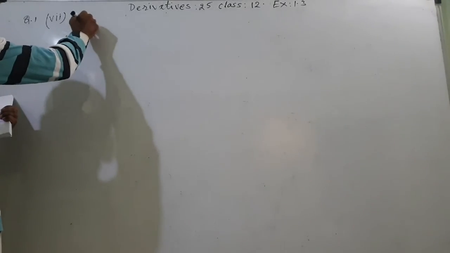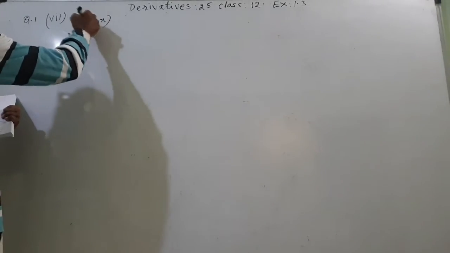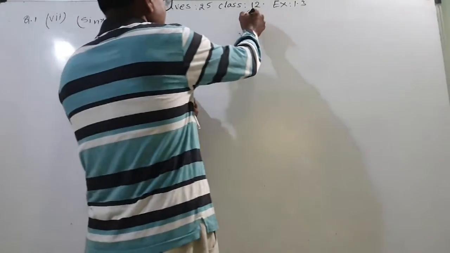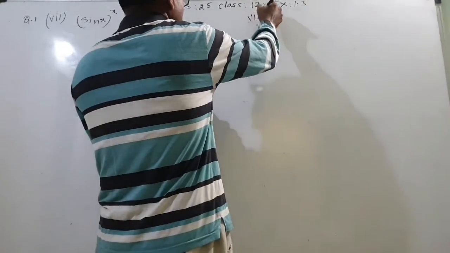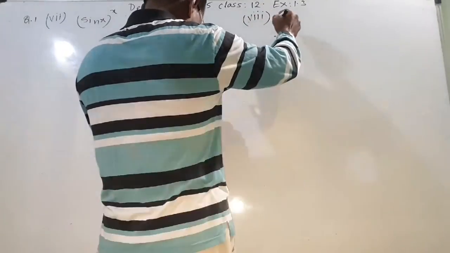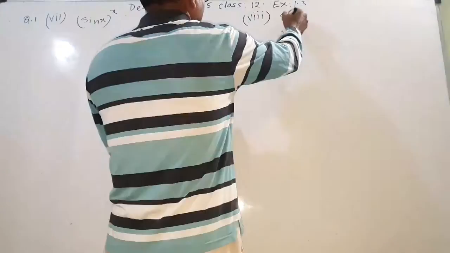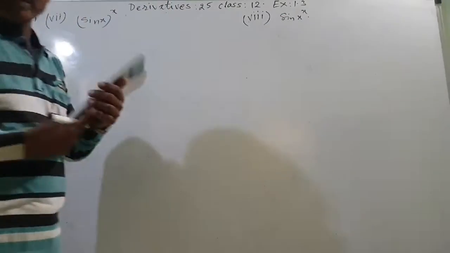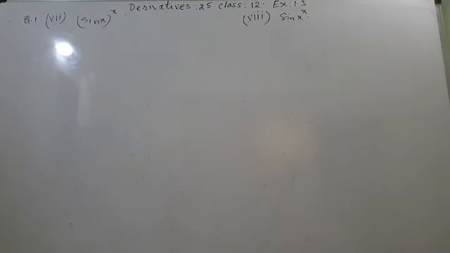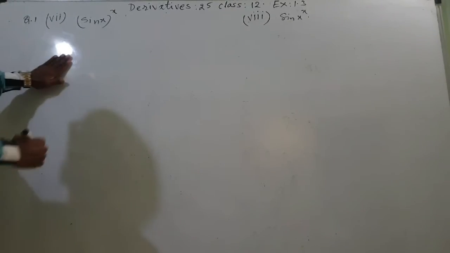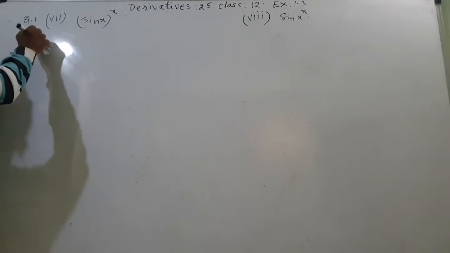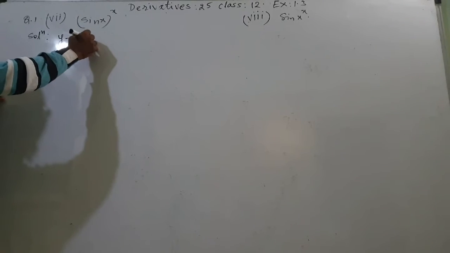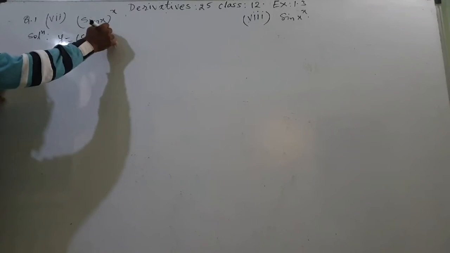Sin x raised to x, and this eighth one, sine of x raised to x. There is a slight difference between these two sums. That's why I am taking these two sums. Solution for this: y is equal to sine x raised to x.